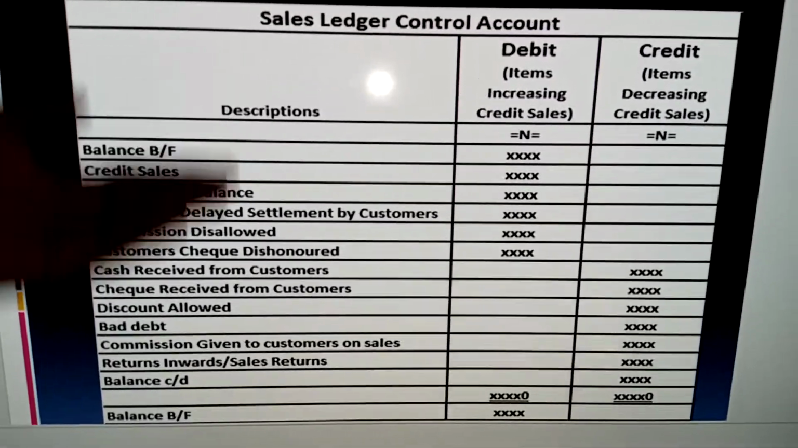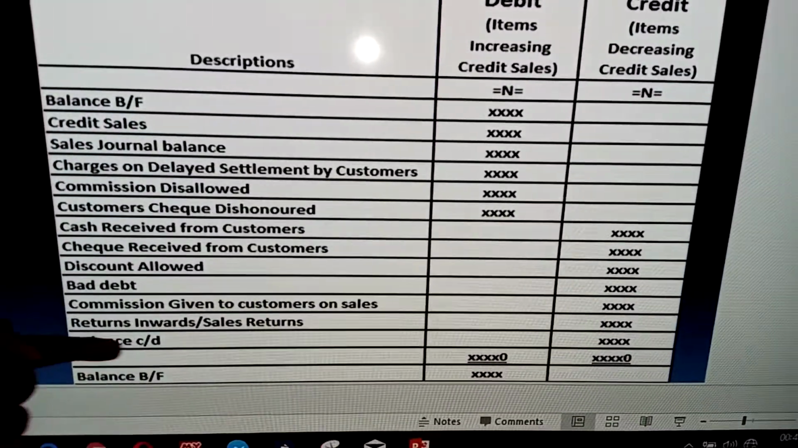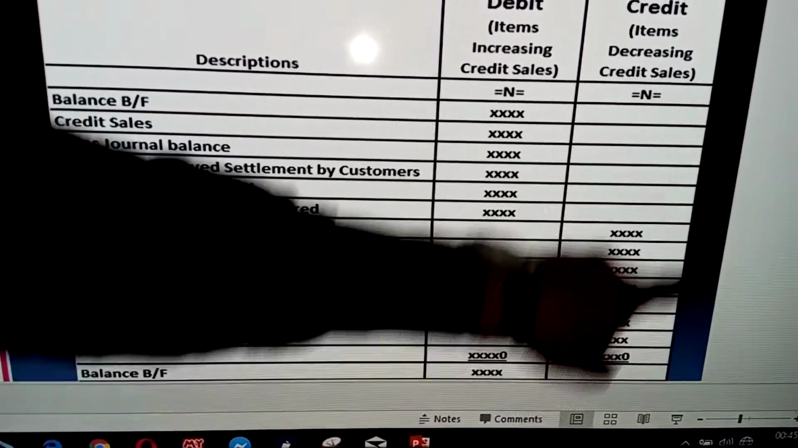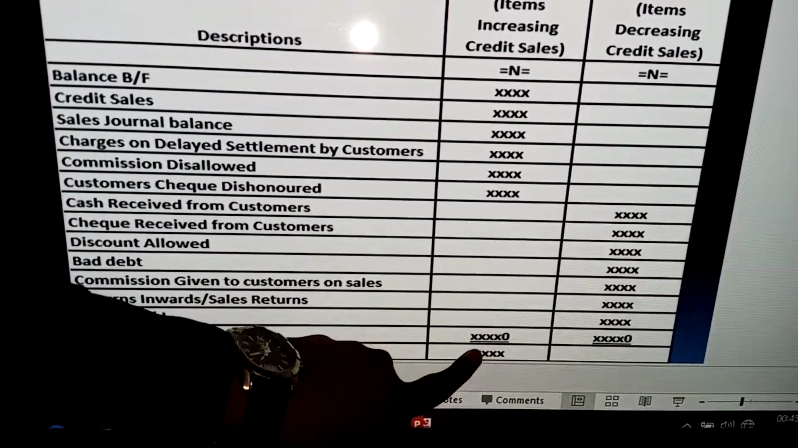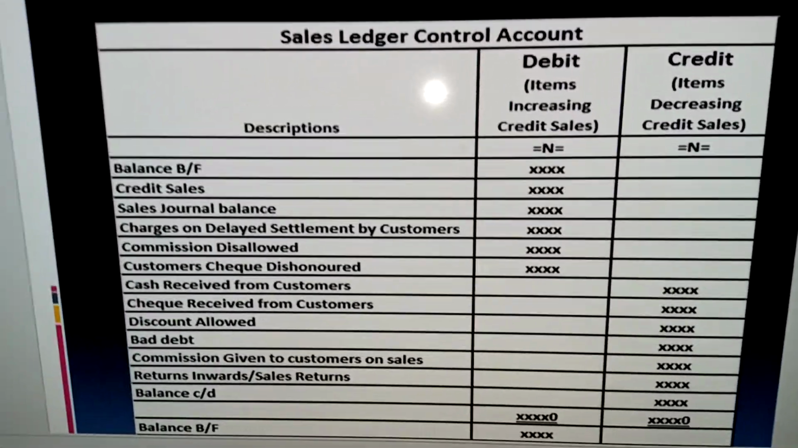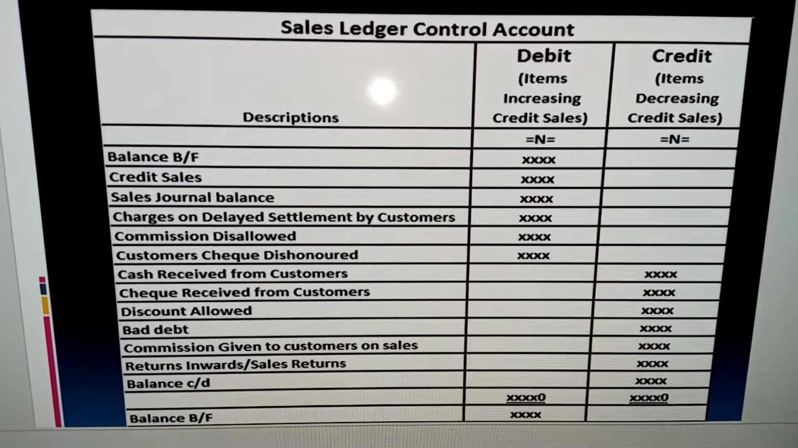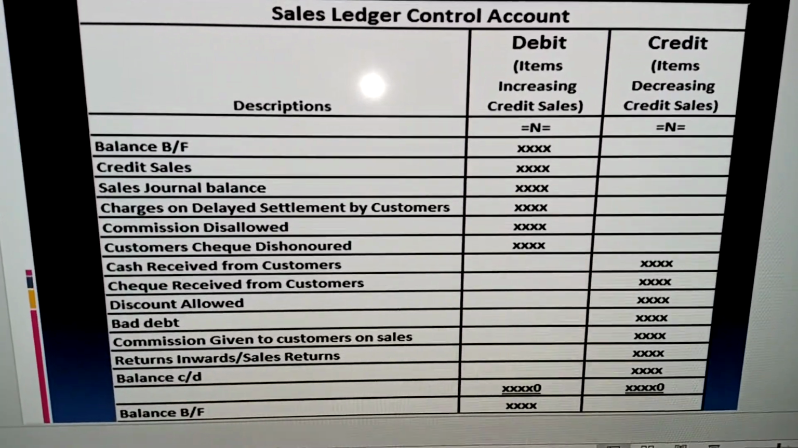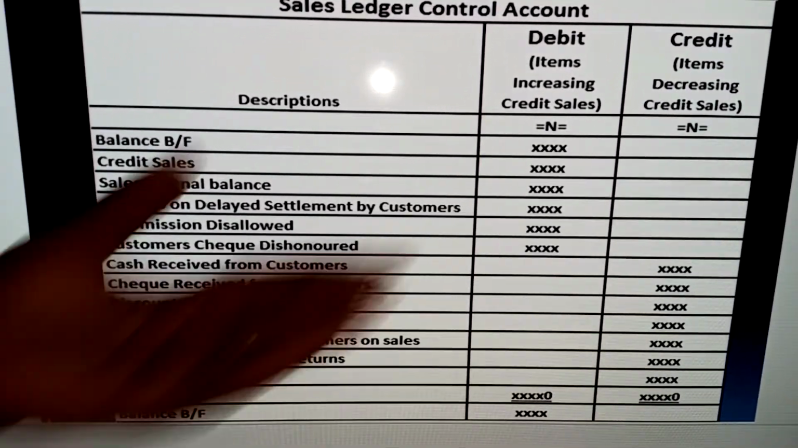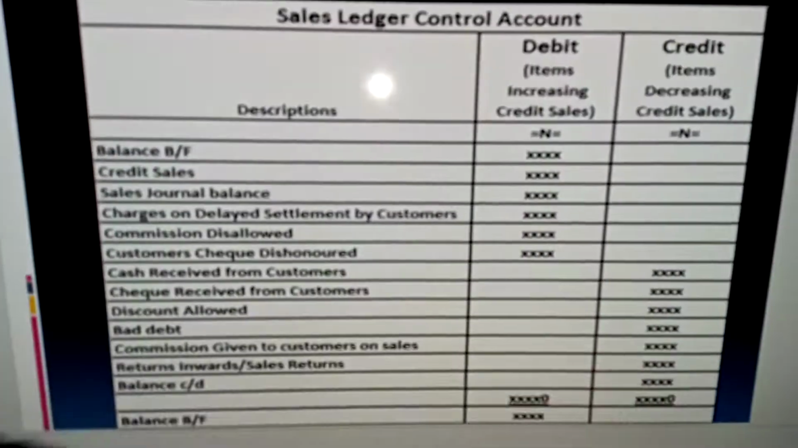Debit side. So in this scenario here, the debit side is higher than the credit side. So that's why you have the balance carried down in the credit side. That becomes balance brought down in the debit side. So technically, you should not forget the approach I've given to you. Whatever is increasing the credit sales or increasing what the customers are owing the business, you debit it to sales ledger control, and whatever is reducing or decreasing it, you credit to the sales ledger control account.